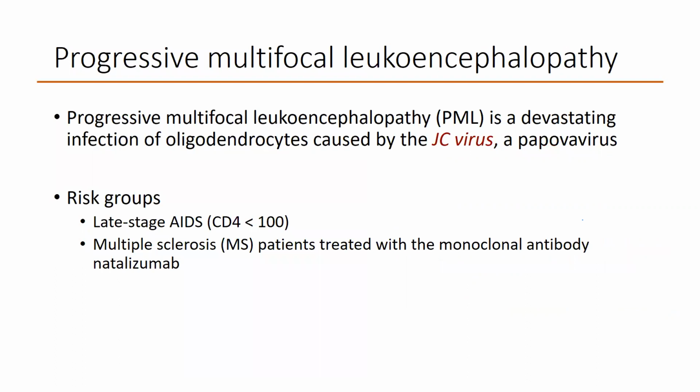So PML is caused by JC virus, a polyomavirus. The people who are affected with PML are late-stage AIDS patients with a CD4 count of less than 100, and patients with multiple sclerosis who have been treated with natalizumab. That is why, even if a patient is doing well on natalizumab, after some time you switch that patient to some other immunosuppressant to make sure that the patient does not develop PML.